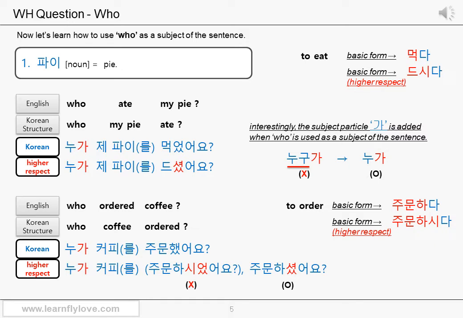주문하시었어요. But since this 시 sound doesn't have a final consonant, it has to combine with 엇 sound again. 시엇, 셔. It becomes shut sound. 주문하셨어요? 누가 커피를 주문하셨어요? 누가 커피 주문하셨어요? Can you feel that you learned a lot of useful and essential things so far? Let's learn more on the next page.